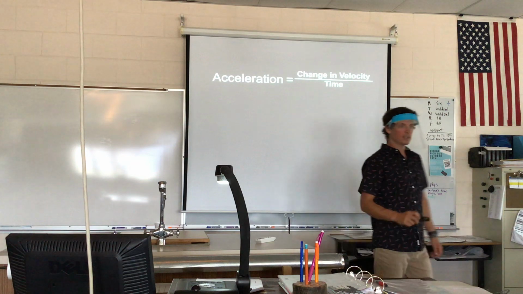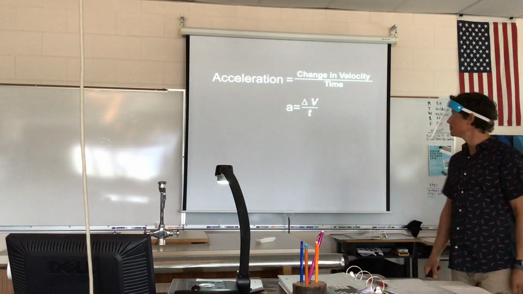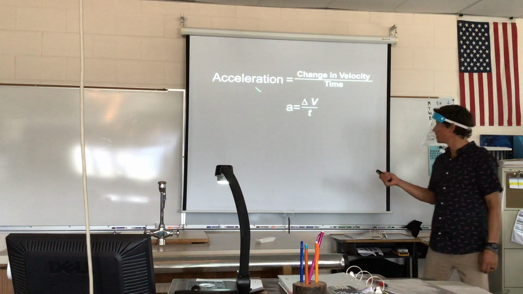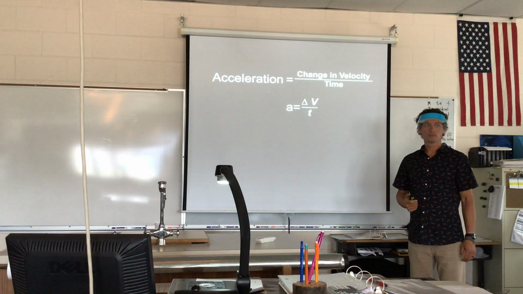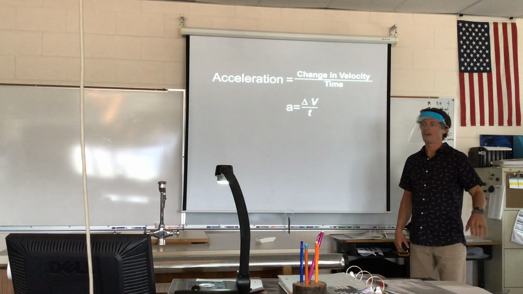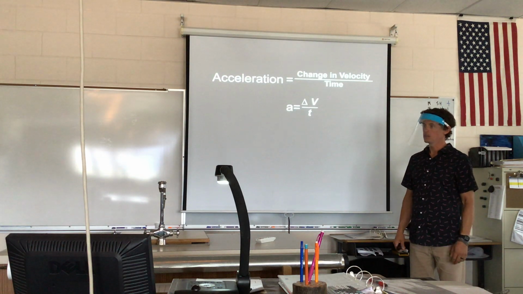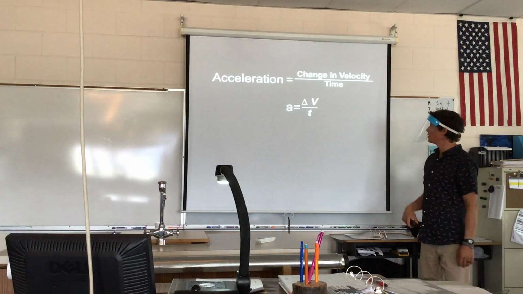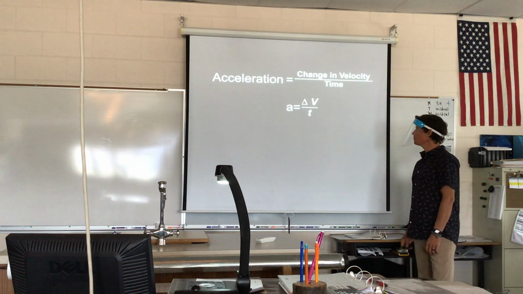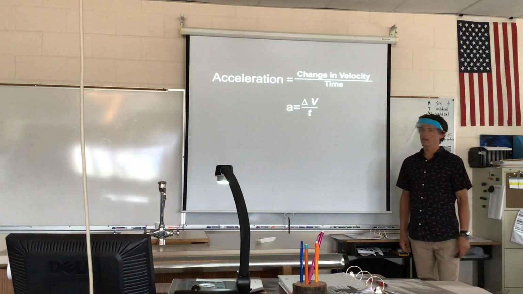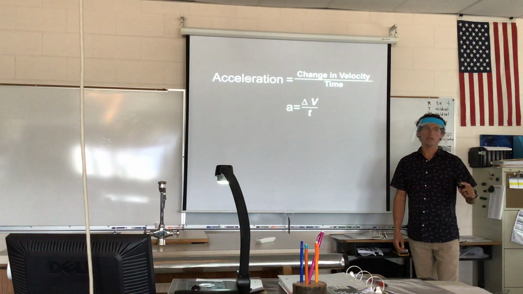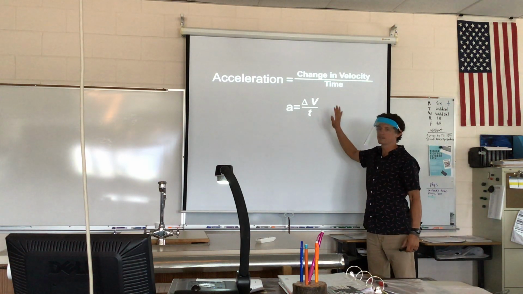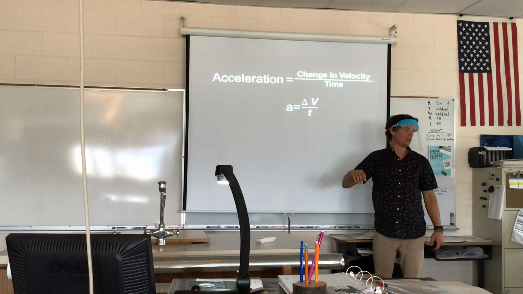Here's how we shorten it if we don't want to write all that out. We simply have lowercase a for acceleration. Capital A is reserved for area, by the way. Okay. Lowercase a, acceleration, and we have delta V over t. In science and math, a change in is always the final value minus the initial. Okay, and then we divide by the time.